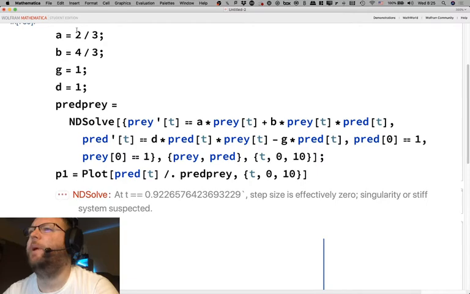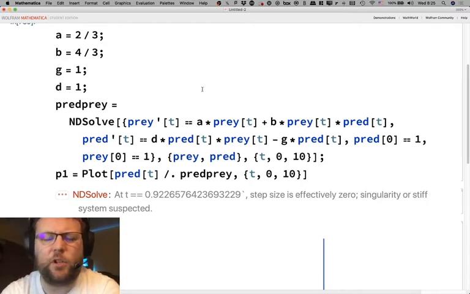Alpha x minus beta. Okay, so let's double check the differential equation. So prey prime, so this is the exponential growth part. Then the predators is prey of t minus g Pred of 0 equals 1, prey of 0 equals 1.